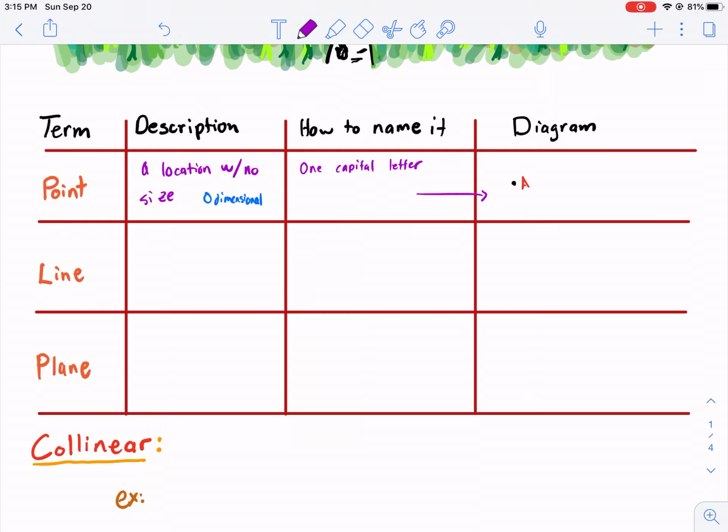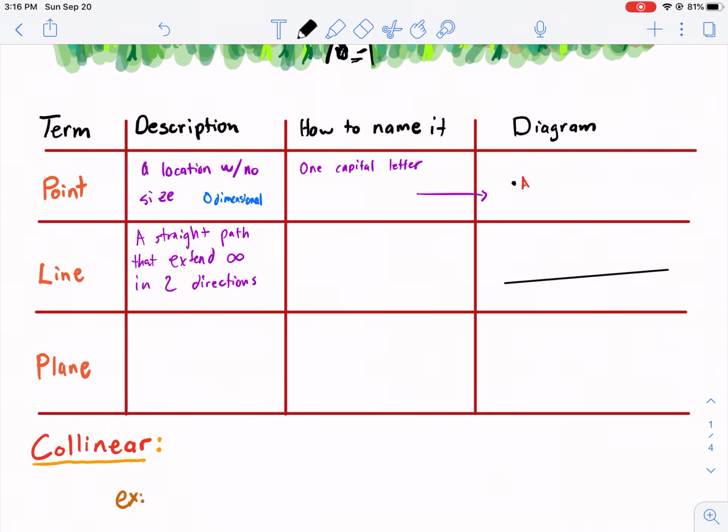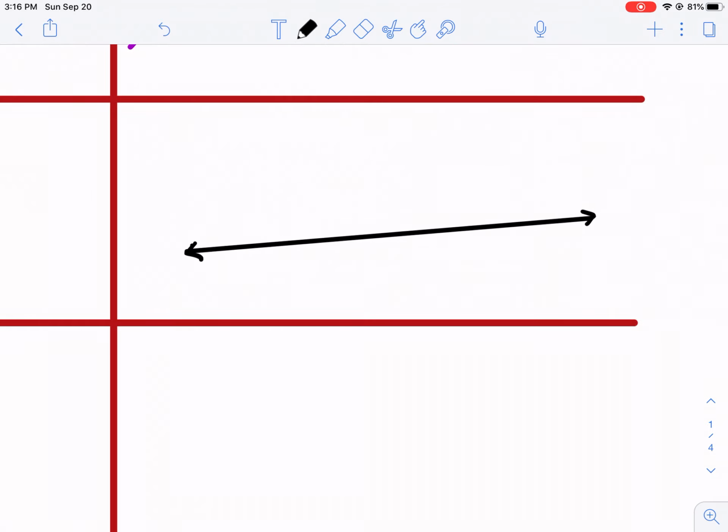So let's move on to line. Line, you guys have all seen before. It's a straight path. Okay, lines are straight, and they extend infinitely in both directions, in two directions. So we're going to start with a diagram again. This time we'll draw a line, and it's very important that we draw the arrows at the end. These arrows indicate that they'll continue on forever and ever.